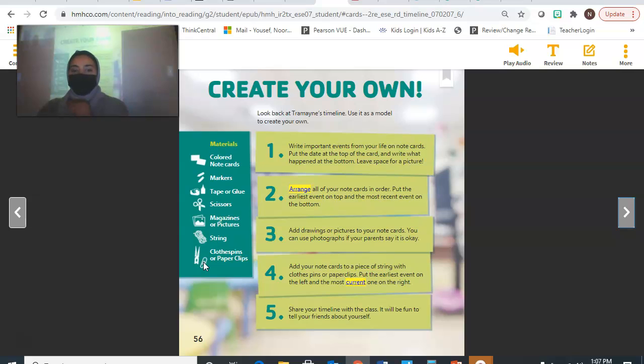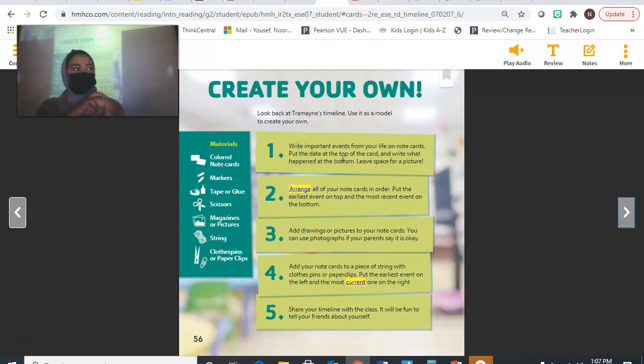You're just basically making a timeline. If you have to glue it on a piece of paper, then that's fine too. You don't have to be fancy and do it with a string. All right? So you're going to write important events that are related to you. I need at least 6 events, I think I said, right? 6? Yeah, I said 6.